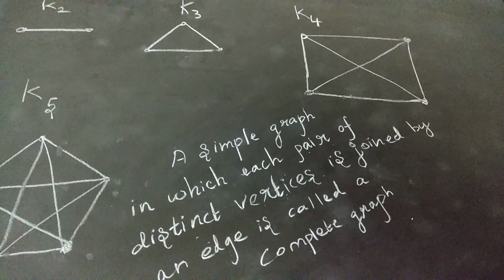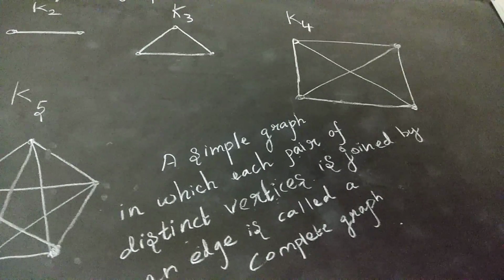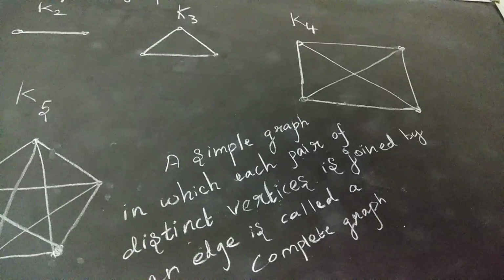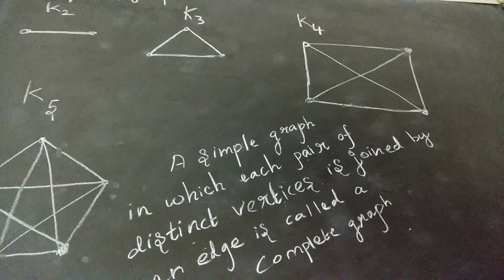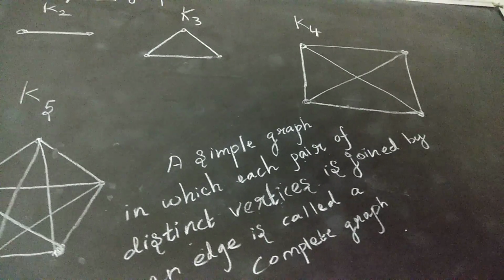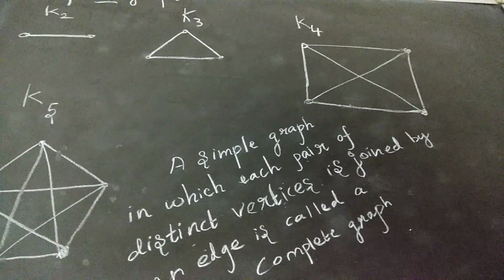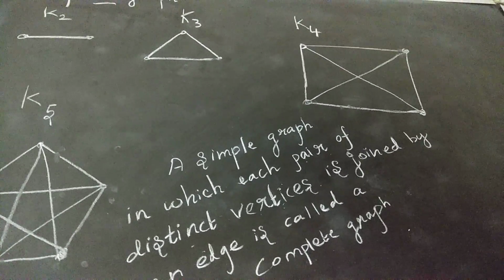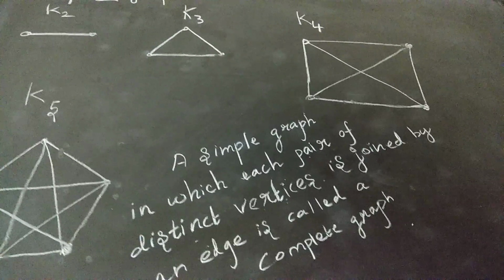you choose any two vertices from that graph, any two. In between them, there will be an edge. An edge will connect those two vertices. Is that clear? I repeat, you consider any two vertices in the graph, there will be an edge that connects those two vertices you are considering. Is that clear? Let us look at an example.